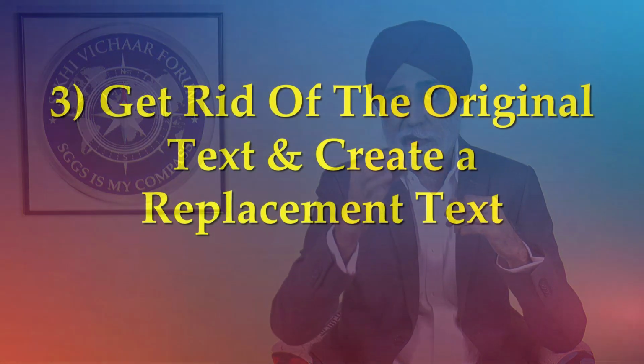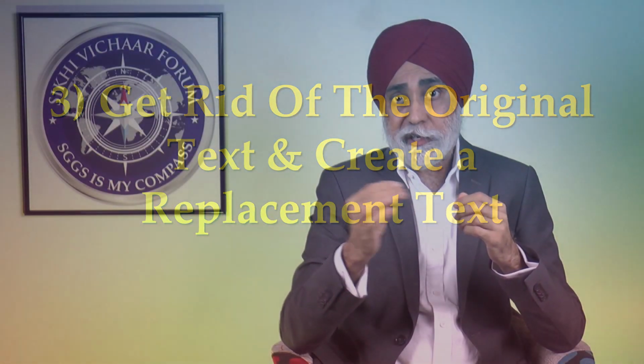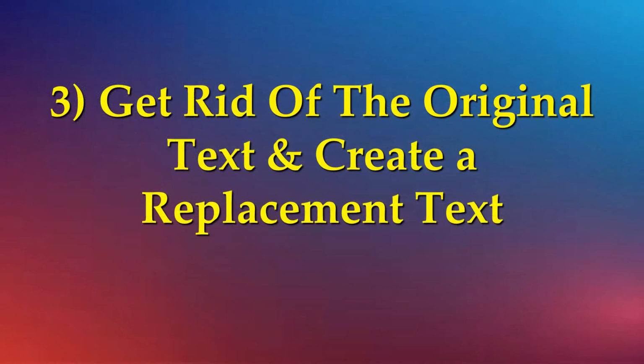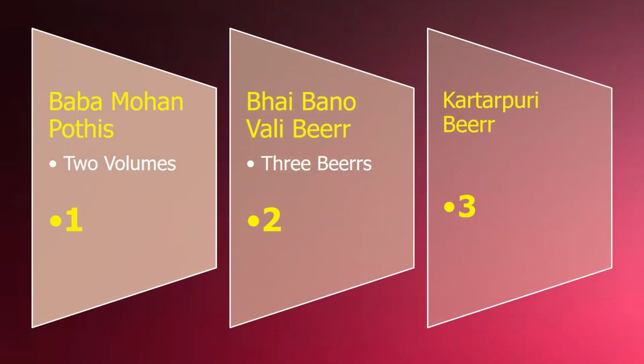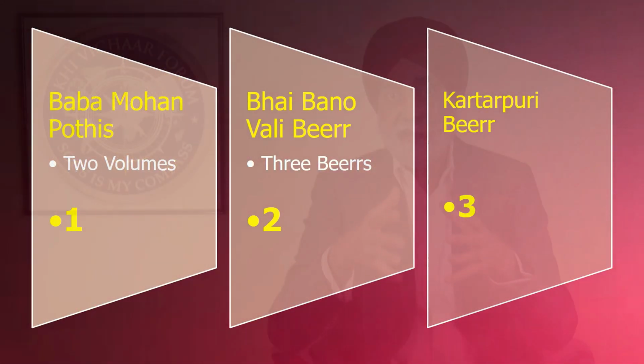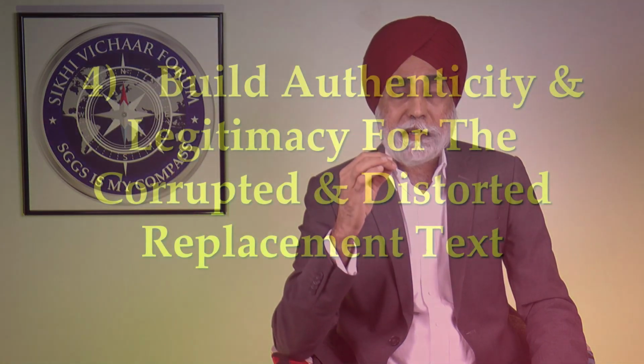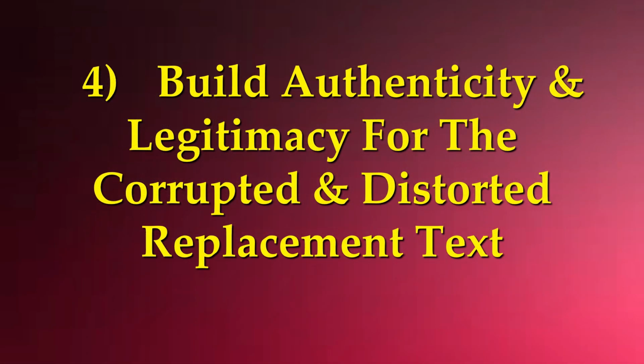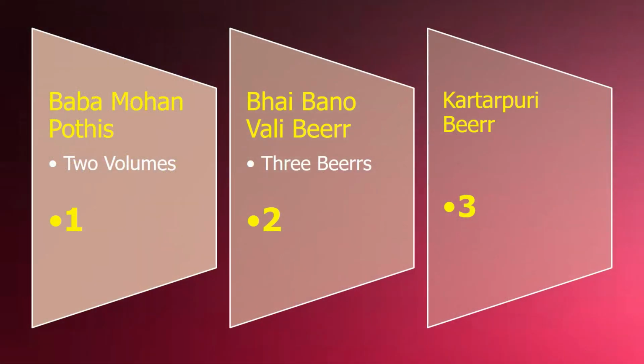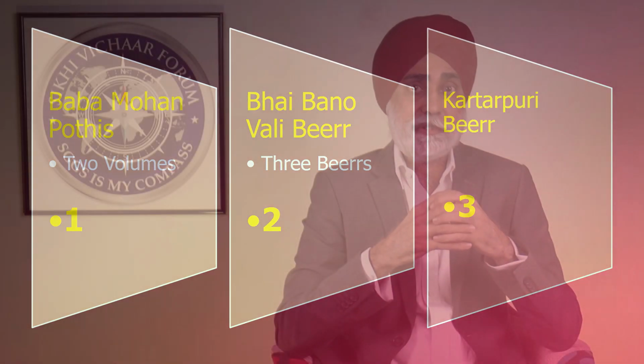Get rid of the original texts. And they got rid of all 3 original texts and then created a replacement text which is distorted. The Kartarpuri bead, the 3 Bhai Banno Wali beads and the Baba Mohan Pothis all fall in this category of replacement texts. The next step is the building of authenticity and legitimacy for the distorted text, that is, the replacement text. In other words, the building of authenticity and legitimacy for the Kartarpuri bead, the 3 Bhai Banno Wali beads and the Baba Mohan Pothis.